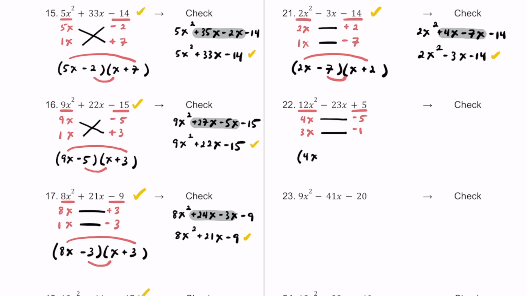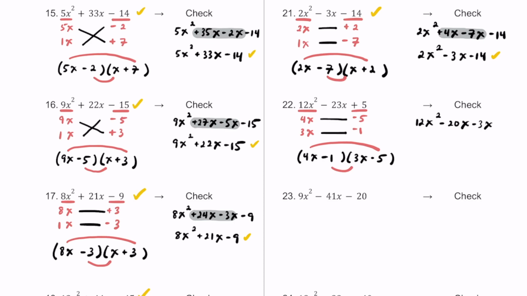So let's do 4x at the beginning here and 3x over here. So 4x is going to pair with a minus 5, and then the 3x is going to pair with a minus 1. So here are the outers and the inners. Let's go ahead and check this. 4x times 3x is going to be 12x squared. Then the outers are going to be negative 20x. The inners are going to be a negative 3x, so it's going to put minus 3x.